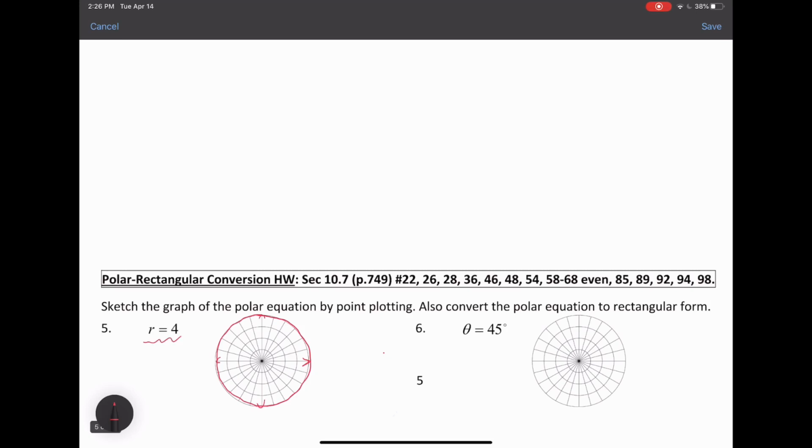Converting to rectangular form, we know it's easier if you square both sides. If r is 4, r squared becomes 16. And then you've got x squared plus y squared equals 16. So there's your rectangular form.